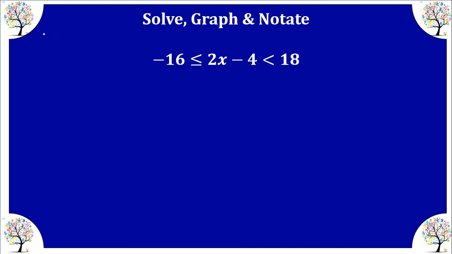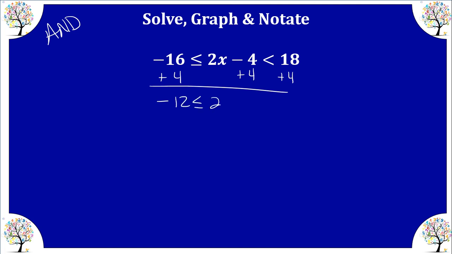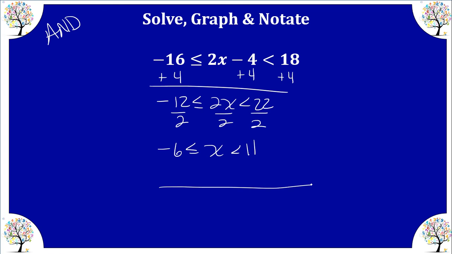Let's do one. This is an and statement where both conditions have to be met. So we have a middle part, a left, and a right side. So what we do to the middle, we're going to do to the left and to the right. So we get negative 12 is less than or equal to 2x. That's less than 22. We're going to divide each term by 2. We get negative 6 is less than or equal to x, less than 11.